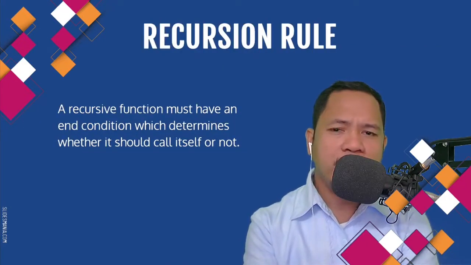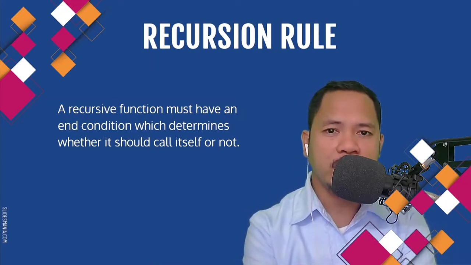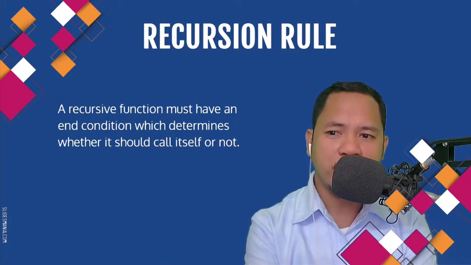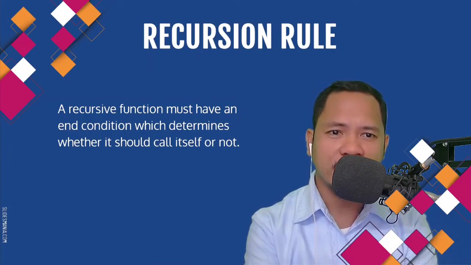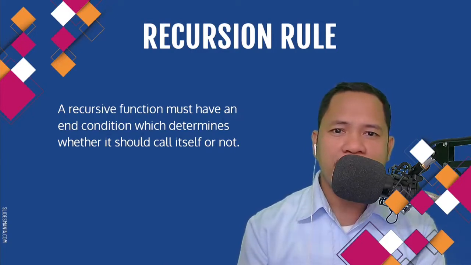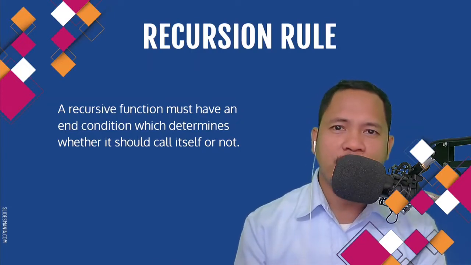There's a very important rule when doing recursion, which is very similar to the rule of using the while loop. A recursive function must have an end condition which determines whether it should call itself or not. If a recursive function does not have an end condition, it will infinitely call itself, and inevitably an error shall occur. The error in this case is usually a stack overflow.